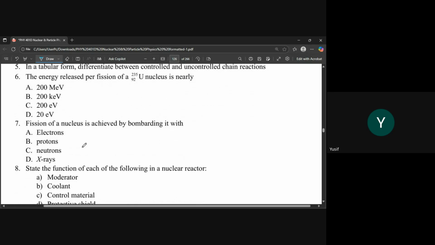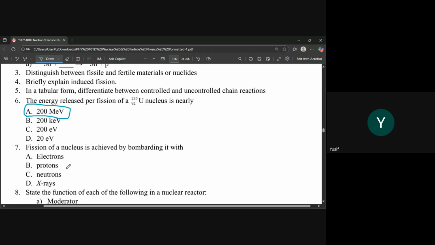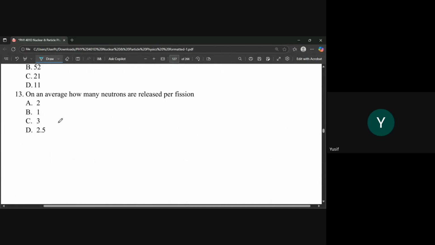Then they say the energy release per fission of a nucleus is nearly what? I think this is in the slides. It's nearly 200 megaelectron volts, because we said the energy produced is in the range of 100 to 200, but for the uranium atom it is approximately 180 megaelectron volts. So this objective question, make sure you also solve it.